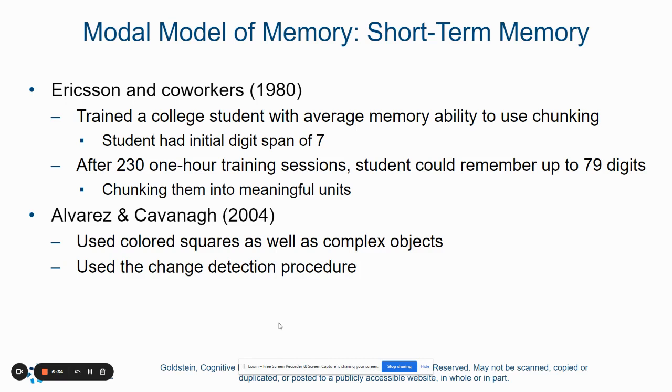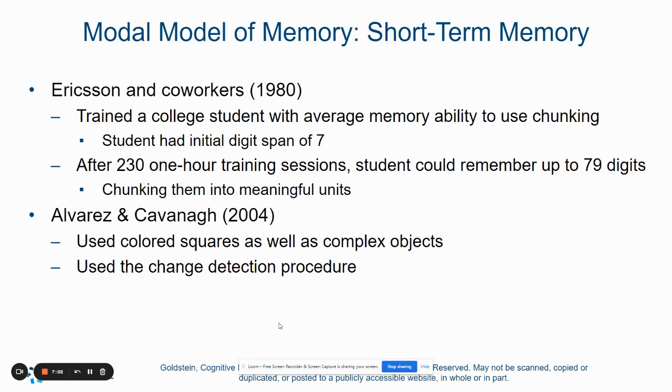But then after 231 one-hour training sessions, the student could remember up to 79 digits, because that student was able to chunk them into meaningful units. So this is huge research, especially if it comes to you having to know a bunch of information. If you can chunk it together, that's going to extend your capacity to remember.